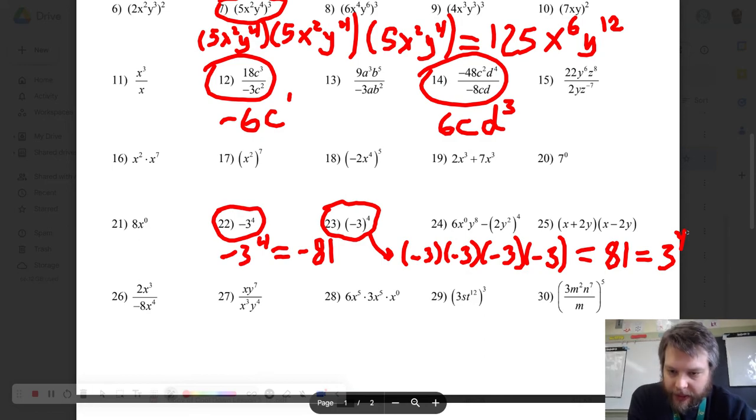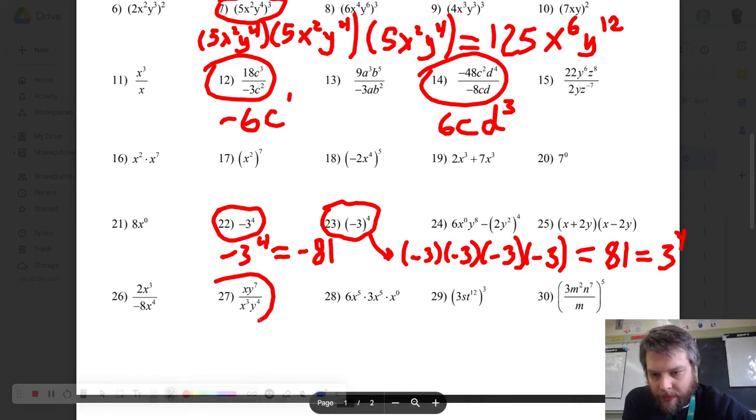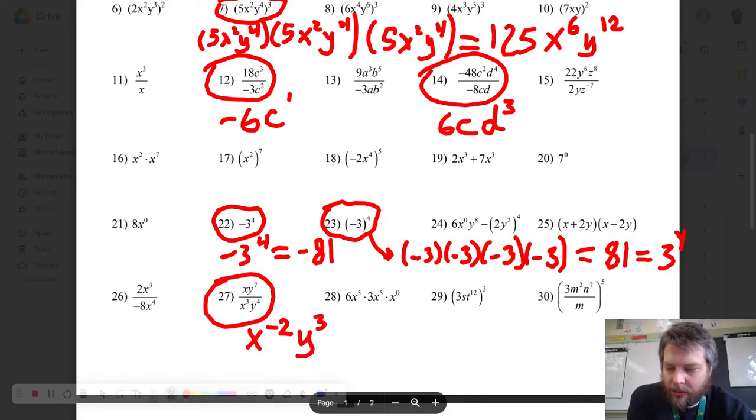All right, somebody asked me about 27. Do them one at a time. X divided by x to the 3 is x to the negative 2. Y to the 7th divided by y to the 4th, that's y to the 3. We're just doing top minus bottom.